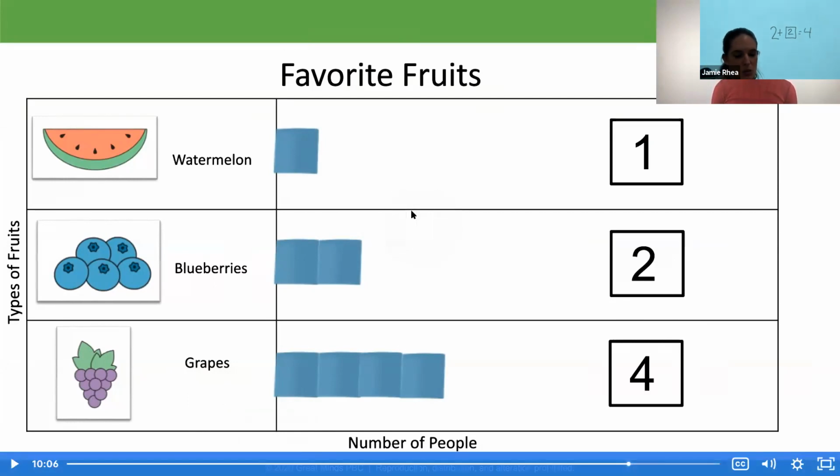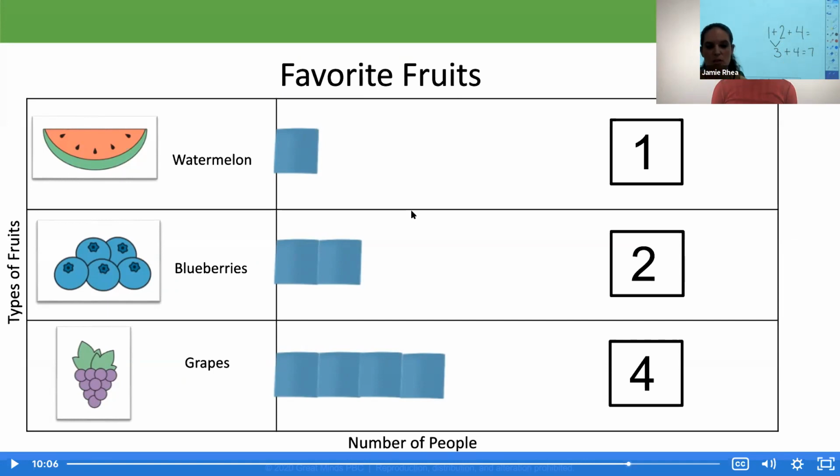Okay, so let's pause this. She wants to know how many people like watermelon, blueberries, and grapes all together. So let's see, how could we write that? Let's do a math sentence. Let me erase this part here first. Okay, so I have watermelon plus blueberry plus grapes equals. What can I do? I could say 1 plus 2 makes 3, and 3 plus 4 equals 7.